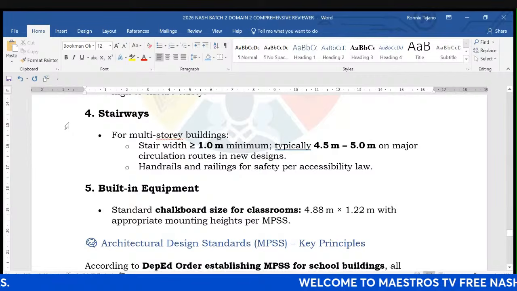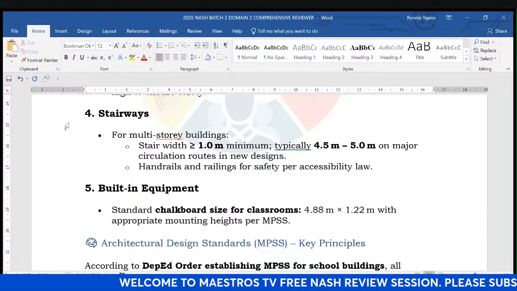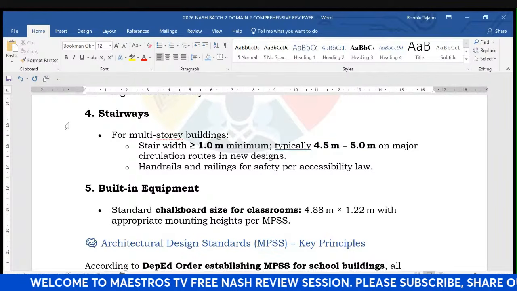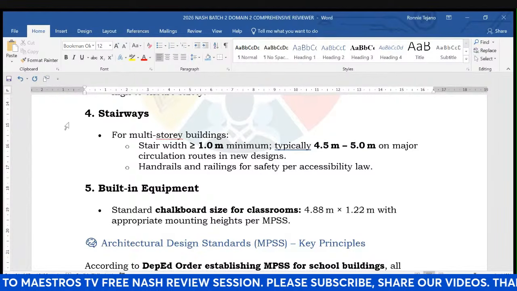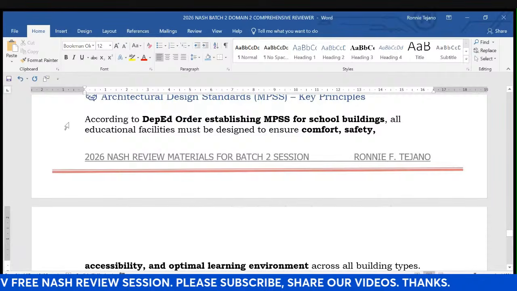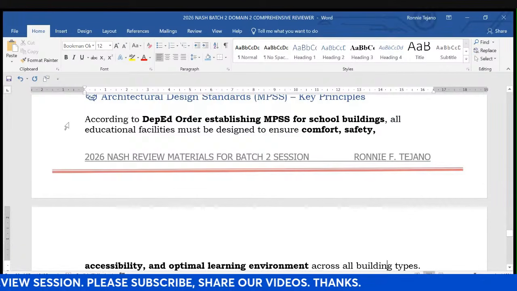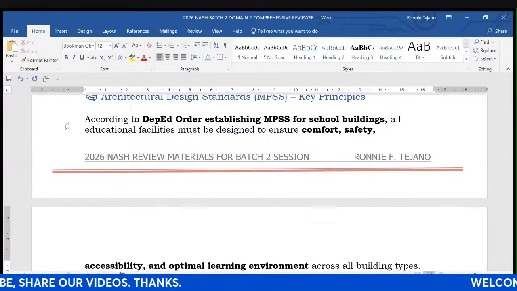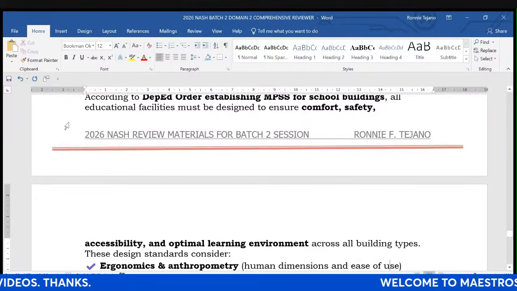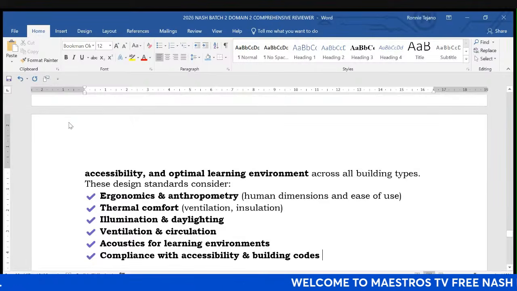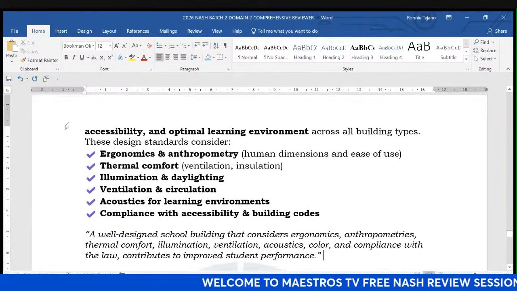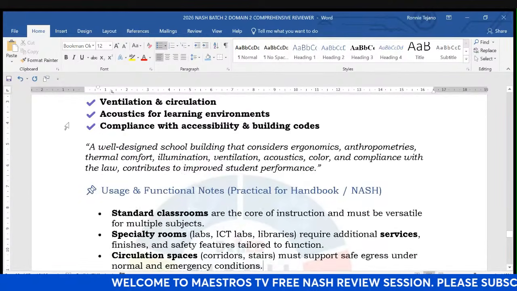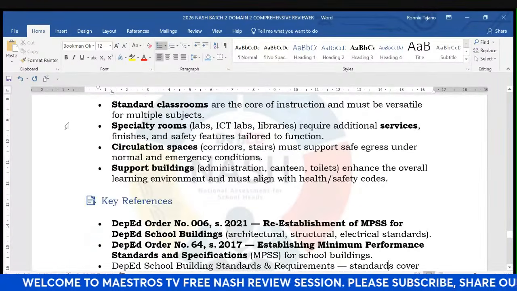Okay. Stairways. The stairway should be 1 meter, typically 4.5 to 5 on the major circulation routes in a new design. According to DepEd order establishing all educational facilities must design to ensure the comfort, safety, and accessibility. Ito yung mga requirements, no? Paulit-ulit na to.